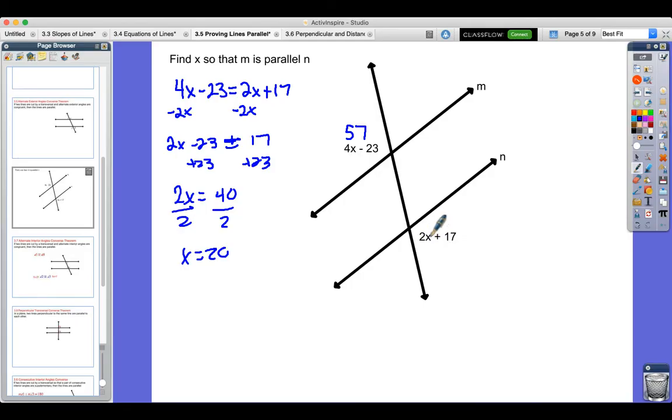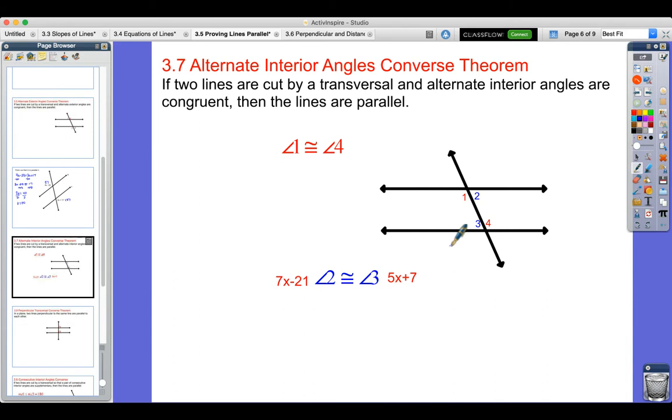Here, 2 times 20 is 40, plus 17 is 57. Yeah, we get the same answer. Good. Next one right here, alternate interior.